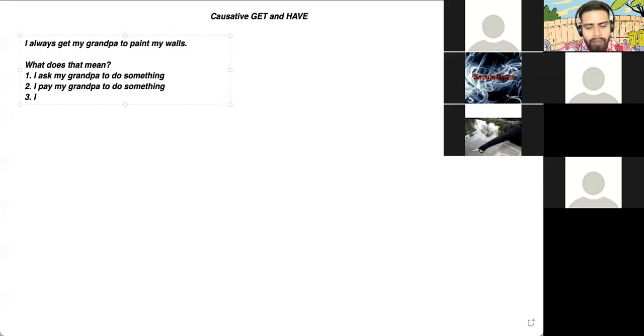You can understand it. I'm pretty sure all of you are really smart. But what does this mean? One, it means I ask my grandpa to do something. In this case, to paint my walls. It could also mean I pay my grandpa to do something. Like in this case, I pay him to paint my walls. Or it could mean I persuade my grandpa to do something.